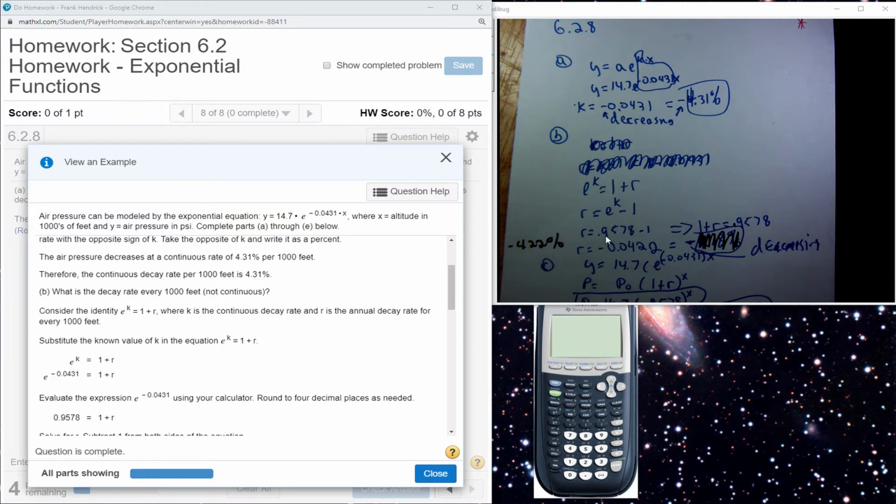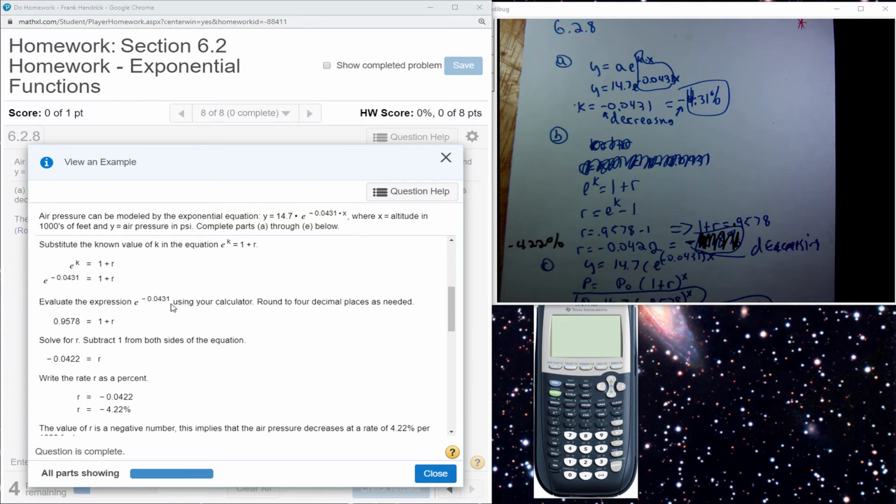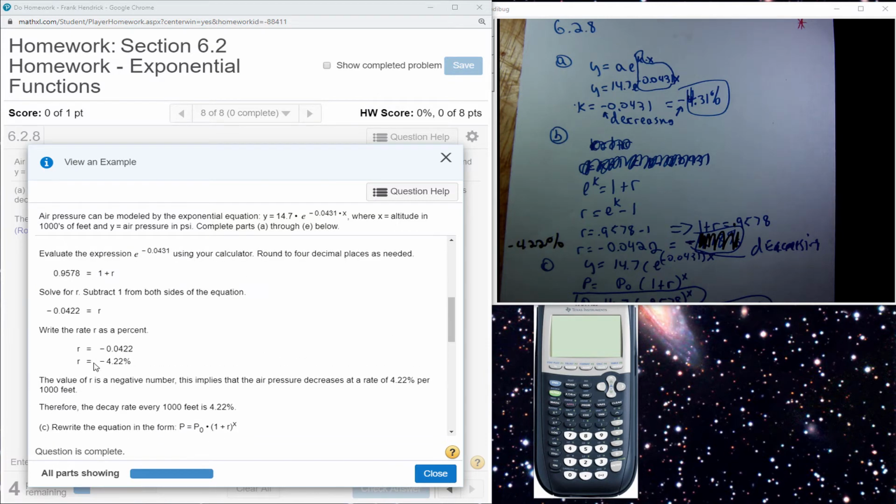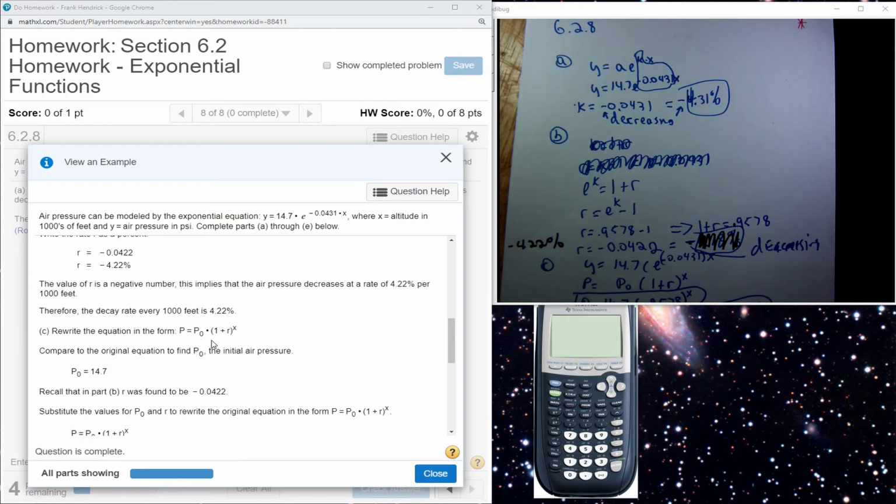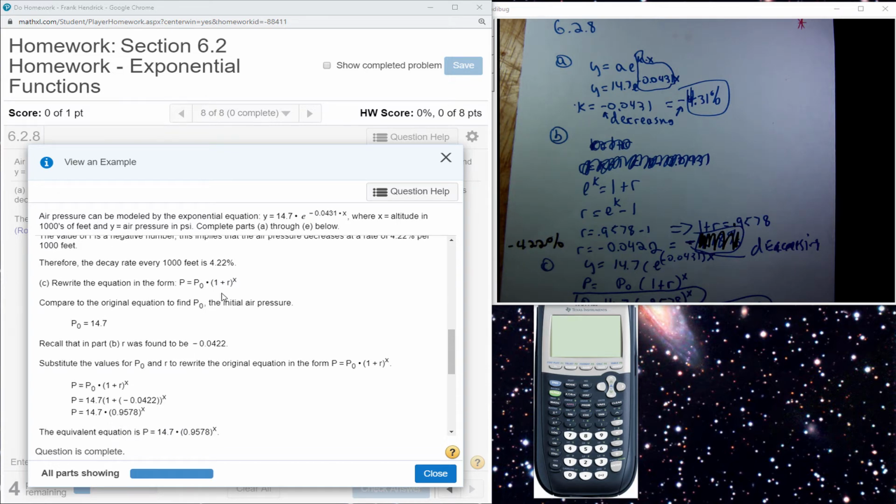So r would be 0.9578 minus 1. From there we can identify what r is going to be. r is a negative 0.0422. So we know what r is, subtracting 1 from both sides, you get your r. They want it as a percent, it'd be a negative 4.22%. Then the C right here. When they say decay rate, they don't say minus, they just say decaying or decreasing at a particular percent rate. Then they want here to write an equation in this form.